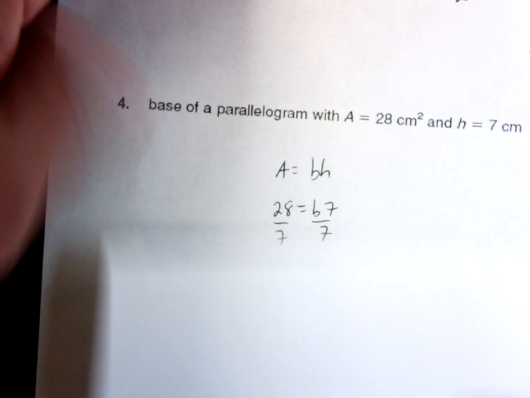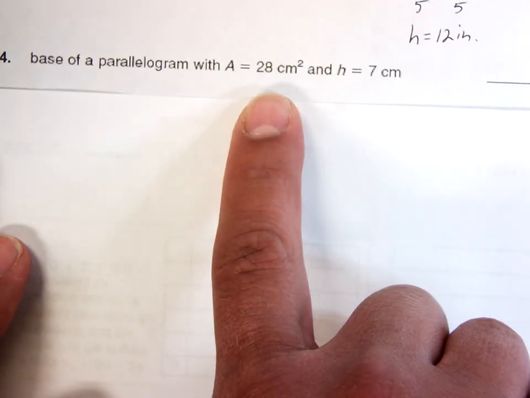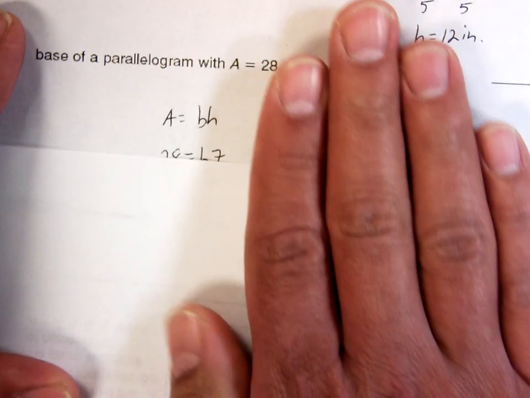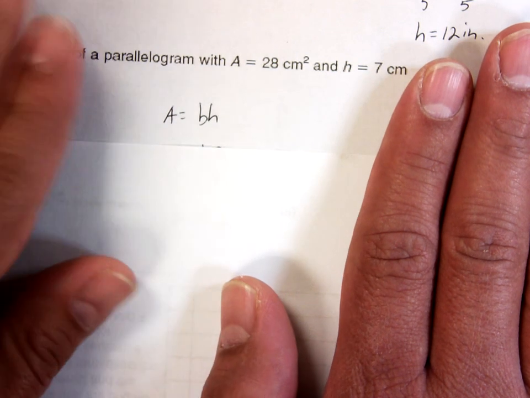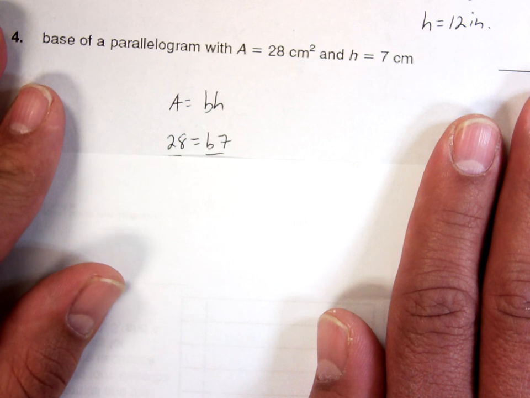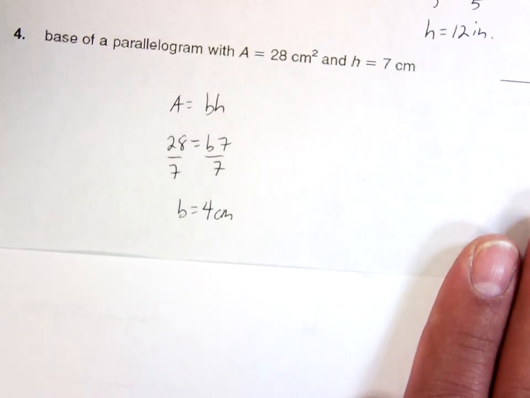And one more? Yeah, one more. Now I'm asked to find the base of a parallelogram if the area is equal to 28 centimeters squared and the height is equal to 7. So what is my formula? The formula is area is equal to base times height. Plug in what I know. So 28 is equal to the base times the height, which is 7. Divide both sides by 7, and I get that the base is equal to 4 centimeters.